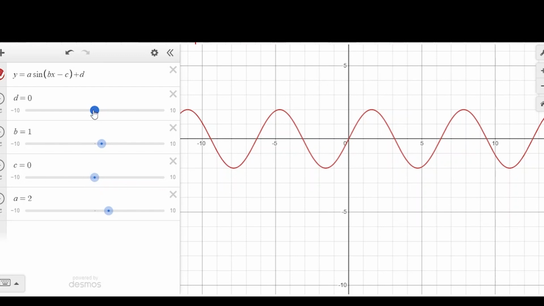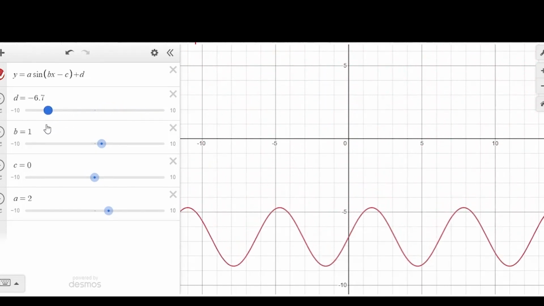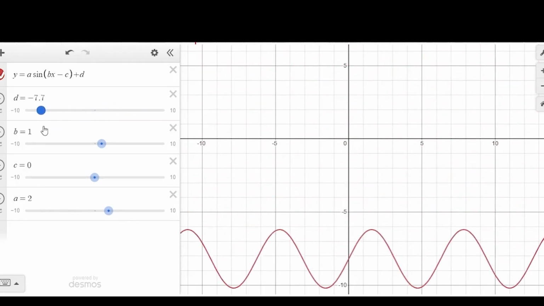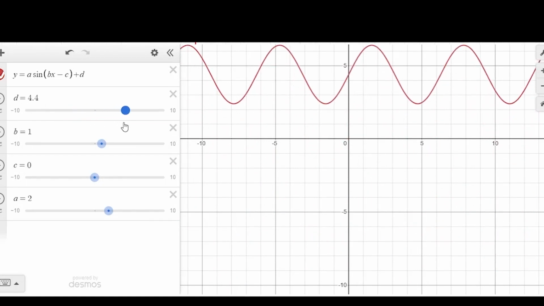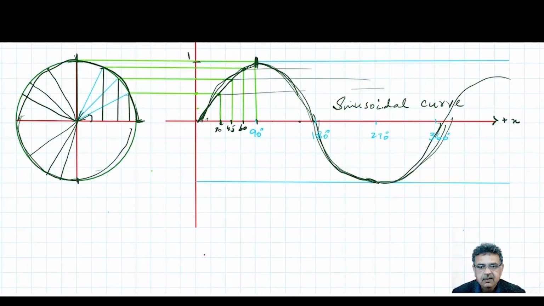Now let's look at what happens. Now this is plus D, positive. So you can see that the graph moves upwards and downwards, upwards and downwards. That means this is vertical slide, this is horizontal slide. Translation, you can say this is frequency and this is amplitude. So these are the things we could observe here.